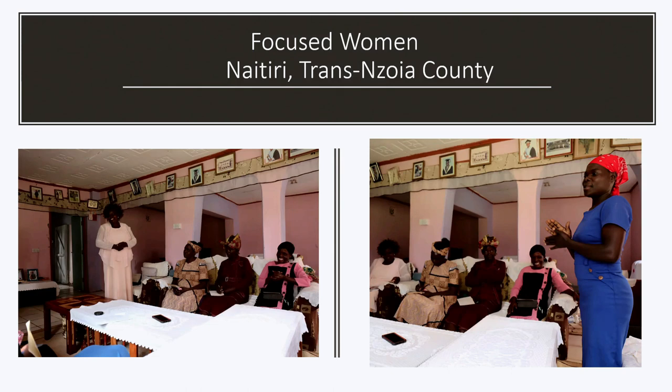So this group is most proud of the fact that they've been together for 11 years. They have a merry-go-round of 1,000 each month. They put in 200 each month in shares for table banking. Welfare is very important to them. They have a spiritual advisor who hears requests for aid from members.